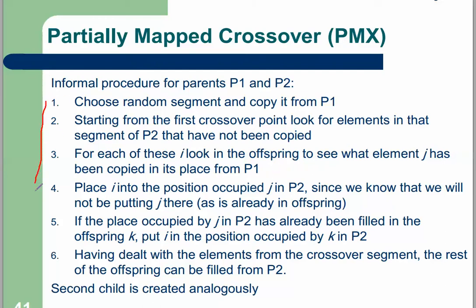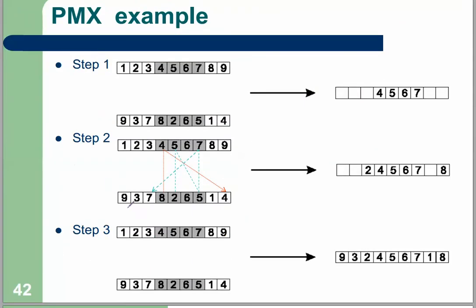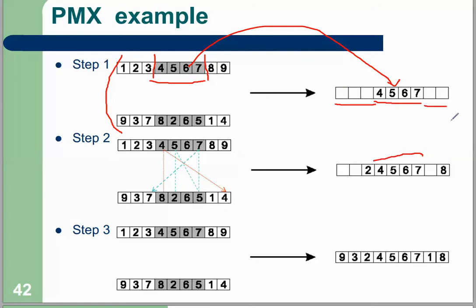It is a long explanation, and we explain it by example. In the PMX crossover method, for the two parents, we select a part from this parent and copy this part into the first child, as in the previous method of crossover. But for filling the other locations, we use the PMX method.